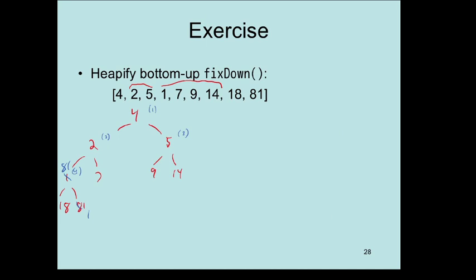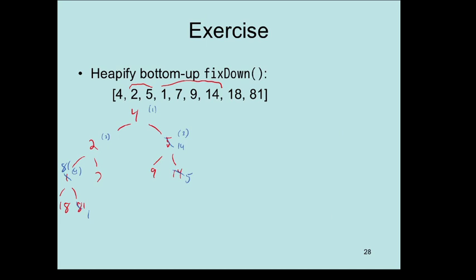And that's it. We've finished that fix down. Now we've got to do a fix down on index 3. Largest child, 14, swaps with the parent. I've reached a leaf level. Fix down is done. Now I do a fix down on, I'm going to change colors here.